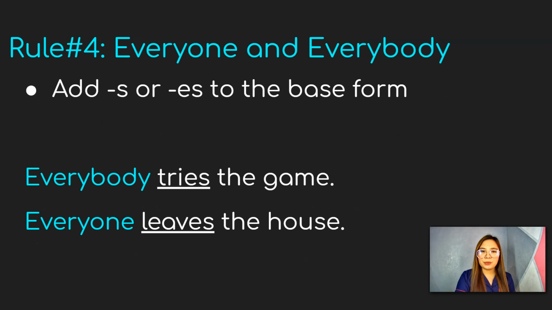For our rule number 4, if our subject is everyone or everybody, we are going to add s or es to the base form of the verb. For example, everybody tries the game. Try to tries. Everyone leaves the house. Leave to leaves.